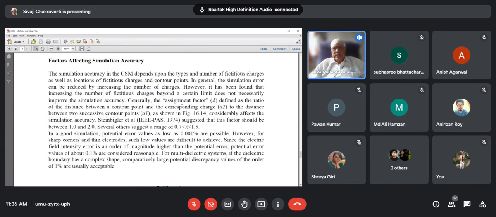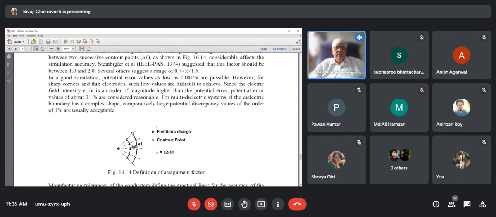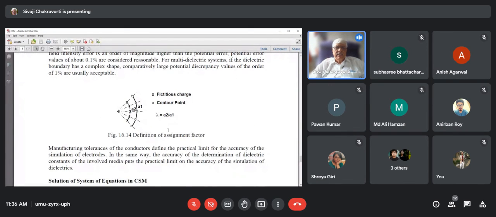For that, there is another factor that we have to take, that is the location of the charges. So how do we do that? Here you can see that this solid line is the electrode surface, let's say. Then there are two contour points on the surface, and the distance between them is, let's say, A1. And then for any contour point and its corresponding charge, let's say the distance is A2. Then the ratio of these two, A2 by A1, I call lambda.